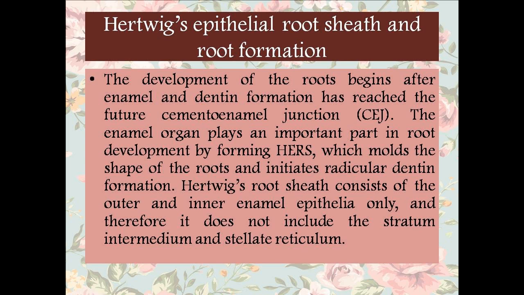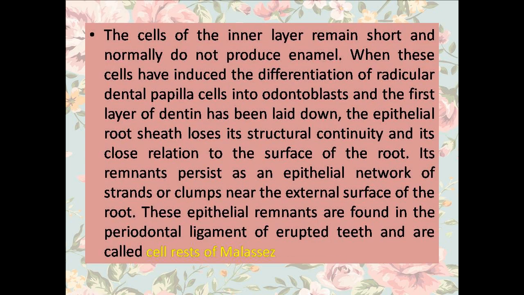The cells of the inner layer remain short and normally do not produce enamel, because we don't see enamel on the root surface. When these cells have induced the differentiation of radicular dental papilla cells into odontoblasts and the first layer of dentine has been laid down, the epithelial root sheath loses its structural continuity and its close relation to the surface of the root. Its remnant persists as an epithelial network of strands or clumps near the external surface of the root.